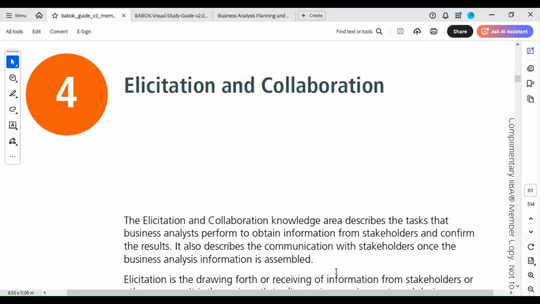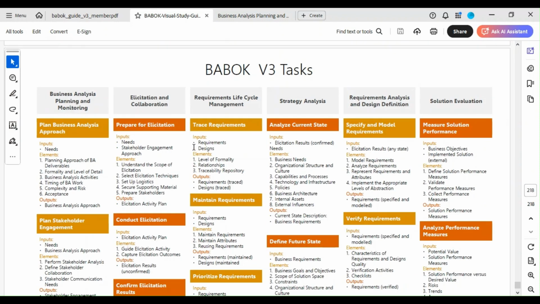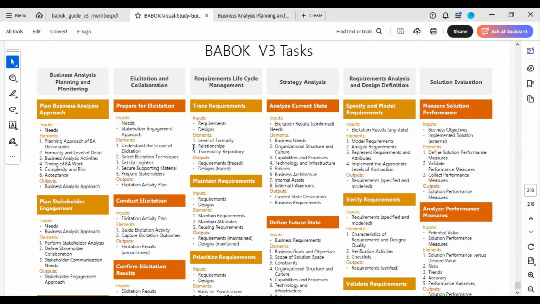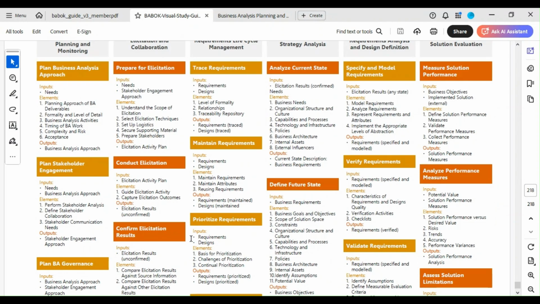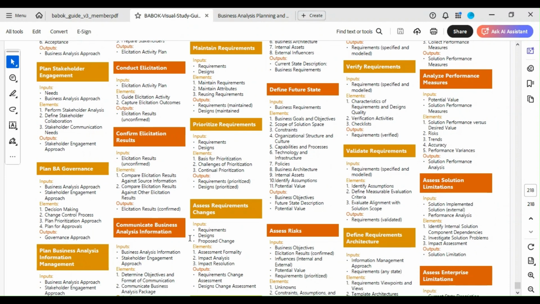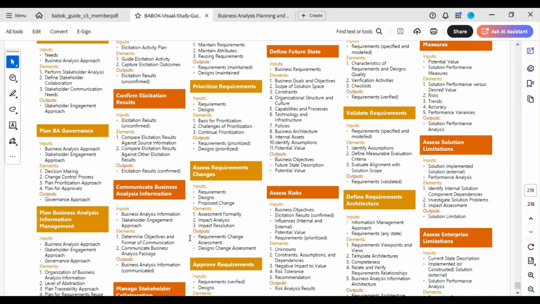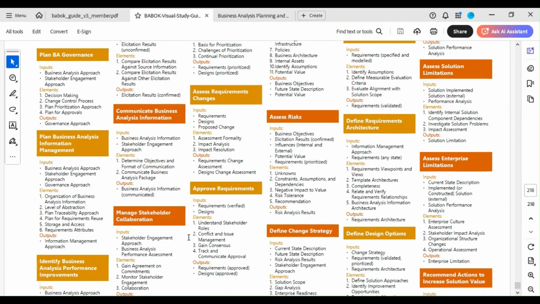We are on chapter 4 of IIBA's BABOK, which is Elicitation and Collaboration. For Elicitation and Collaboration, we are going to look at preparing for elicitation, conduct elicitation, confirm elicitation results with your stakeholders, then communicate business analysis information, and manage stakeholder collaboration.